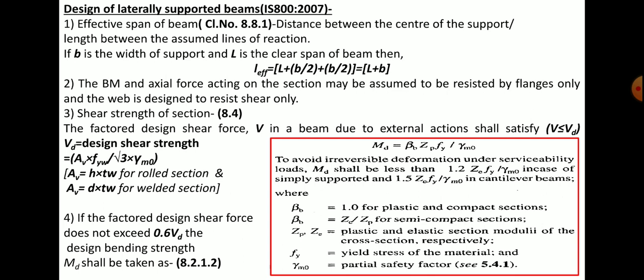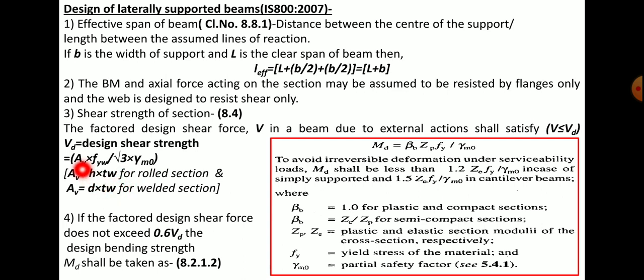So VD should be greater than V value, and in order to calculate your design shear strength, that is VD value, it is given by VD, design shear strength, equals area Av, area of web, multiplied by yield strength of web fyw divided by root 3 into gamma m0. So likewise these details are given.